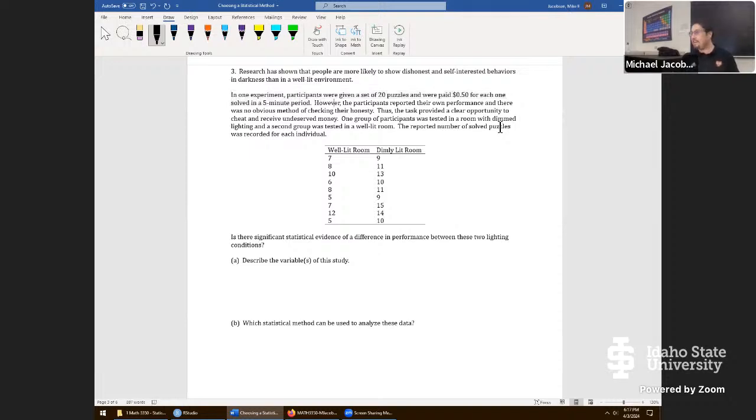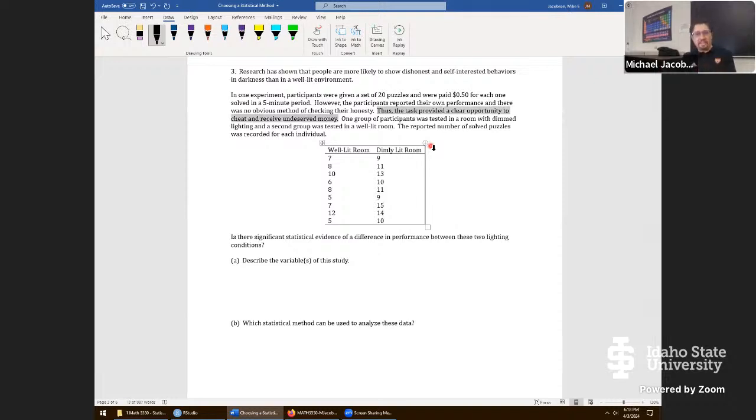They go on to say, however, the participants reported their own performance. So now this is definitely sounding like psychology. So you're in a stressful, overwhelming situation. You immediately feel that this is unfair, but you get to decide which questions or puzzles you correctly solve all on your own. There was no obvious method for checking honesty, so that's really, really interesting as well. Thus, the test provided a clear opportunity to cheat and receive undeserved money.